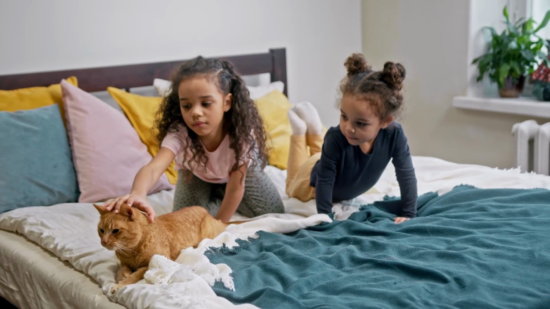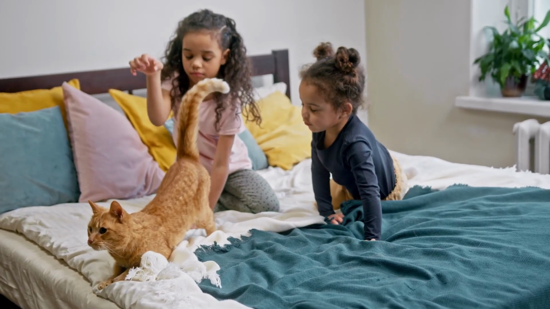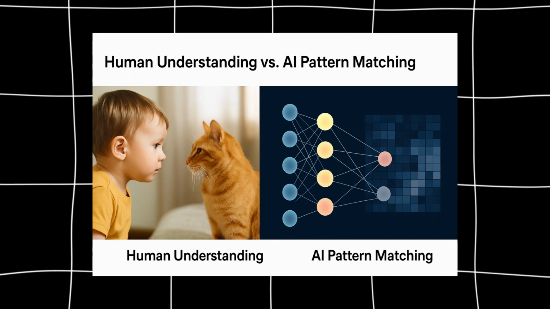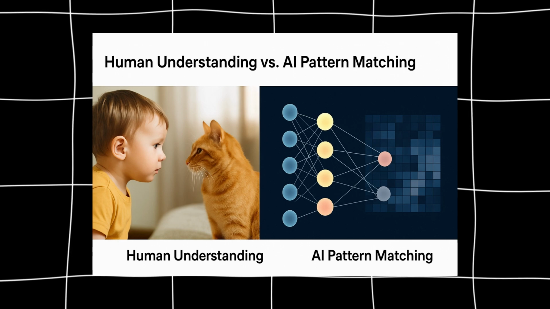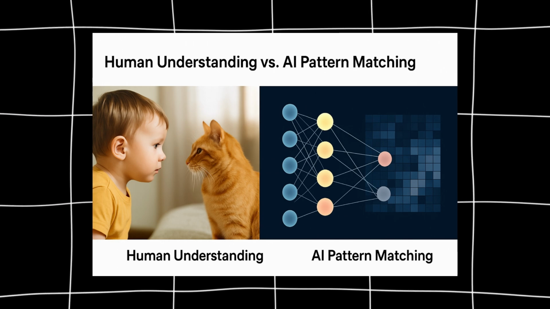Humans learn by interacting with the world. We see a cat, hear it meow, feel its fur, and understand it's a living thing. AI, on the other hand, just processes pixel patterns and text. It doesn't grasp what a cat is. It just sees statistical correlations.